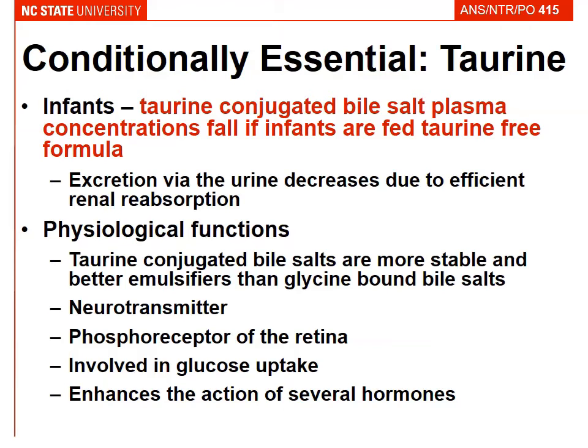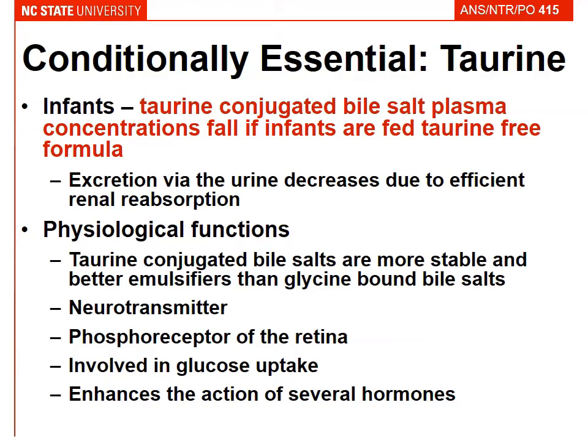So we have infants who ended up having low levels of circulating taurine-conjugated bile salts, and they also have very low levels of taurine excreted in their urine. That gave an indication that they were deficient in taurine. Their body became really good at reabsorbing taurine, so they didn't lose any. But we had many infants during that time who were still subjected to taurine deficiency.